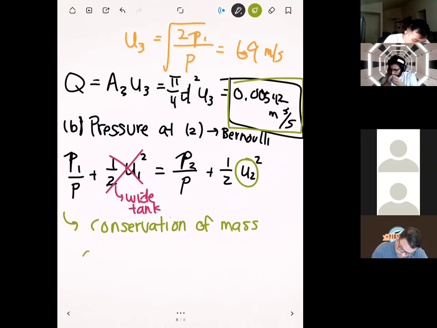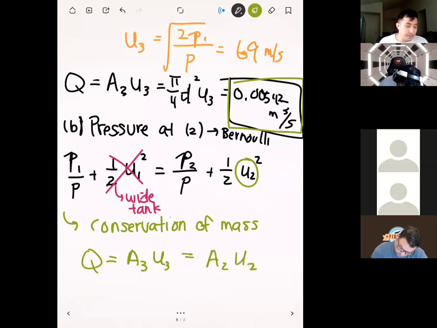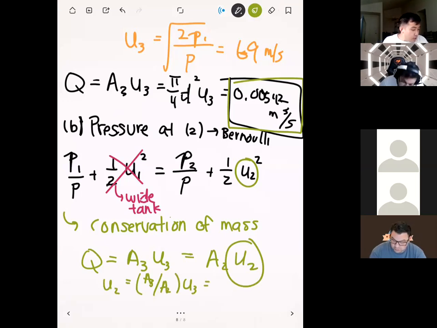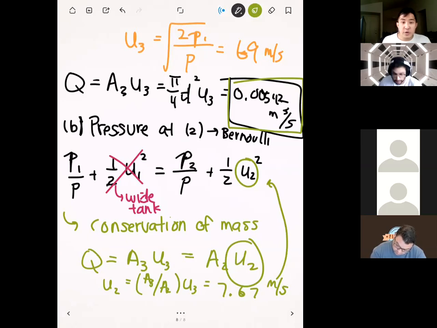Conservation of mass says that Q, which is our flow rate, has to be equal to, we know that it's equal to A3 times U3. And then through conservation of mass and the fact that this is a confined flow, this has to be equal to A2 U2. We can use this now to solve for U2. So we just divide both sides by A2. And so U2 is equal to A3 over A2 multiplied by U3. We plug in the numbers, we get U2 is equal to 7.67 meters per second. Now that we have that velocity, we can plug it back into our equation and use that to solve for P2.